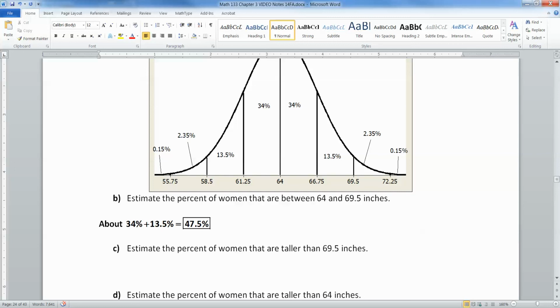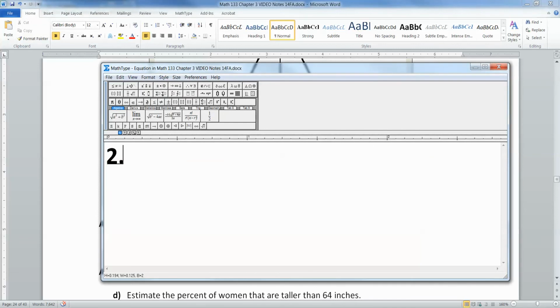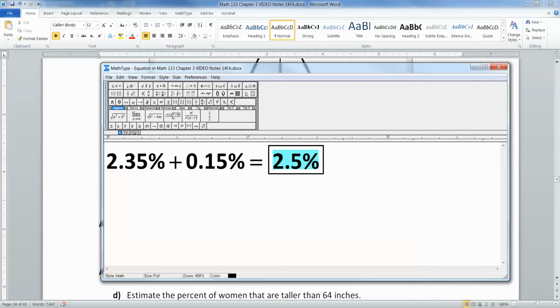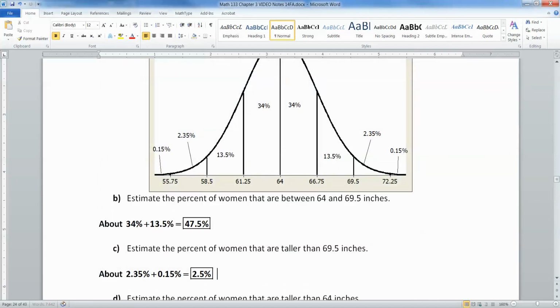So now, what percentage of women are taller than 69.5? Well, 2.35 is taller, but so is the 0.15, because all the women over here on this tail, any woman that's taller than 72.25 inches, falls over here. So together that makes 2.35% plus 0.15%, which would be 2.5%. Done with that.